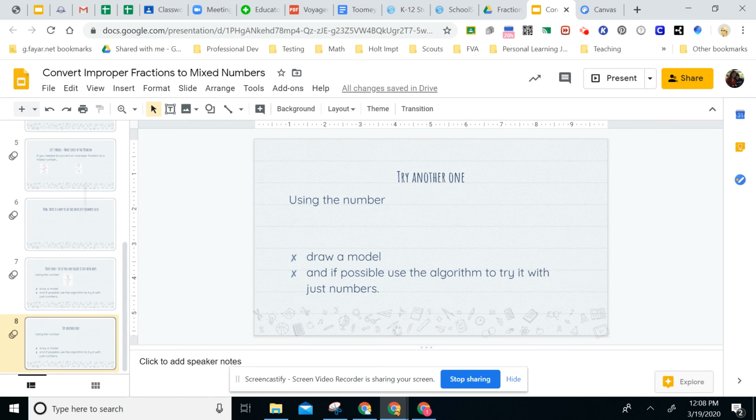All right. Well, I hope that helps with that. And then on the next one, we will be doing it from the other way around. We're going to start with a mixed number and try to convert that to an improper fraction. All right. Nice job, guys.